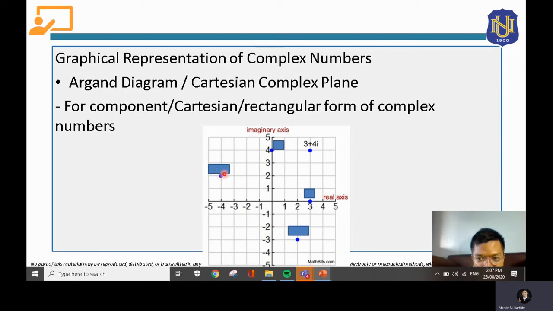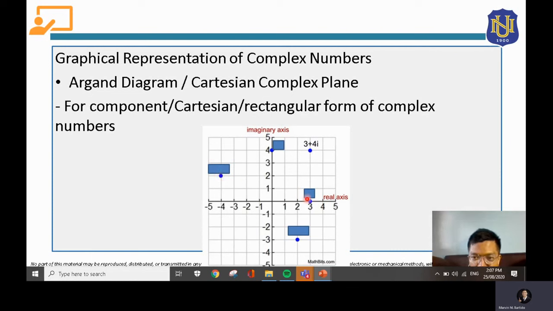Now, for this graphical representation here, let's find out what complex number it represents. As we can see, in the real axis, this is negative 4, and in the imaginary axis, this is positive 2. So we can say that the complex number is negative 4 plus 2i, right? So this point actually represents negative 4 plus 2i.